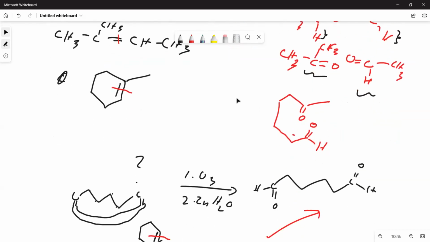How about for the cyclic one? So if you cut this, you will have a double bond here, and you will have a double bond at the bottom. Okay, so you'll end up with ketone and aldehyde in one structure.